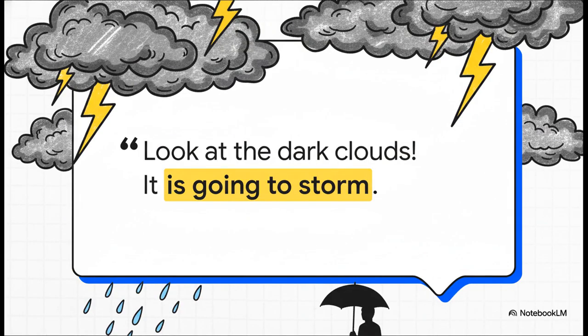And this is a perfect example of that second use, making predictions based on evidence. You look up, you see those dark clouds, that's your proof, right? So based on that evidence, you predict it is going to storm. You're not just guessing, you're using what you can see.